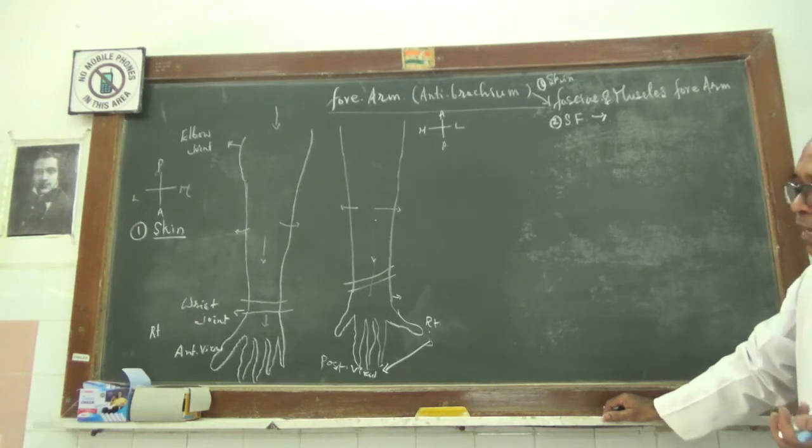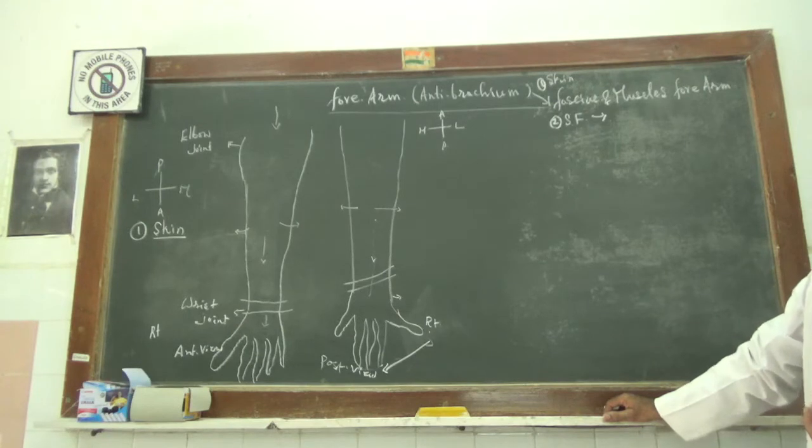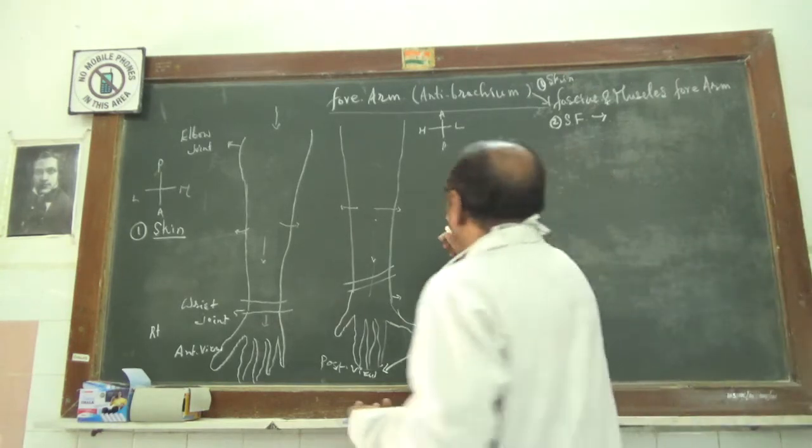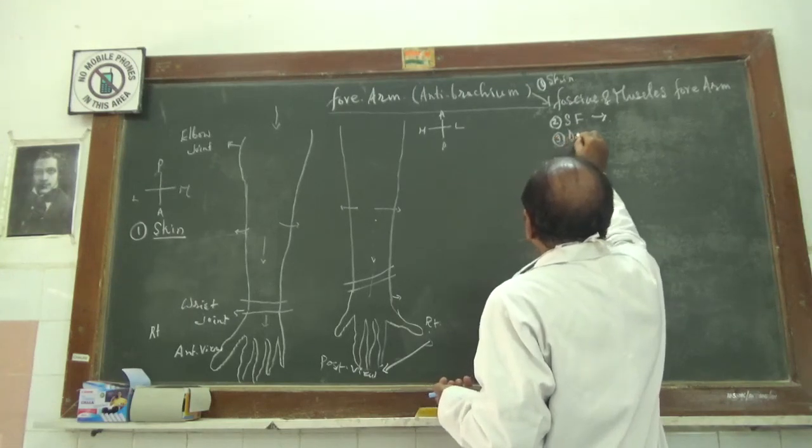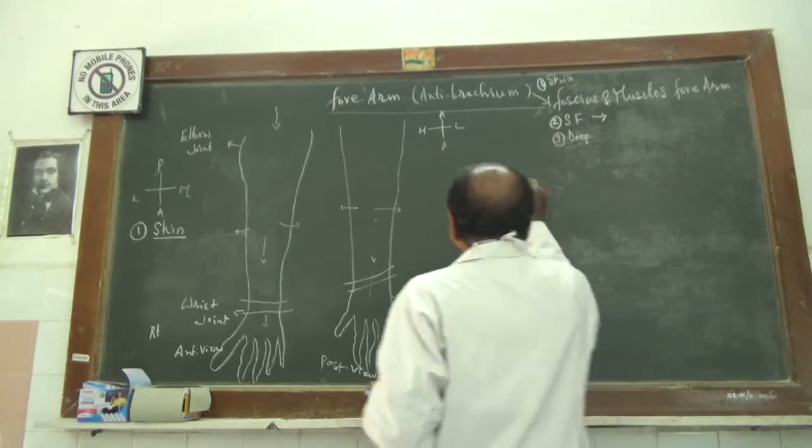But the superficial fascia here contains areolar tissue in front and on the medial aspect. There is a very small amount of areolar tissue, which is replaced by fibrous tissue, so it will be rough. So this is regarding the superficial fascia. Now we have to go to the deep fascia.